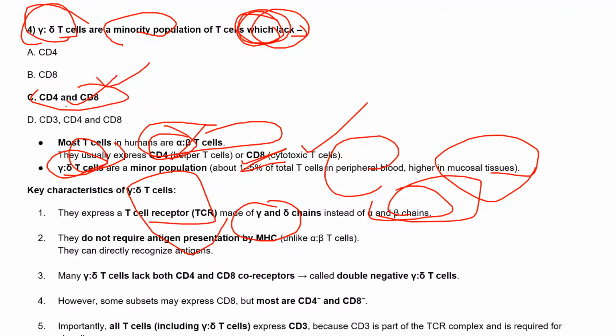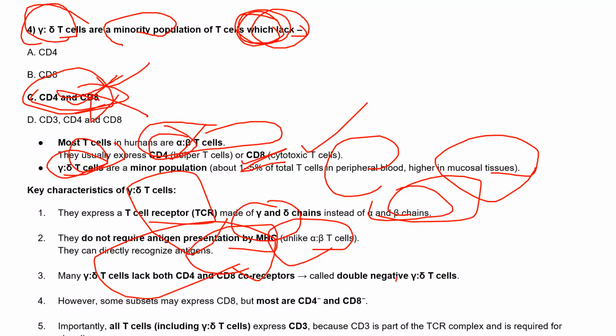So they don't require any antigen presentation by the MHC. Unlike alpha beta T cells, they can directly recognize the antigens. Why? Because they don't have these kinds of receptors; they have neither CD4 nor CD8. So they lack both of the receptors, that is double negative, and we call this population gamma delta cells.